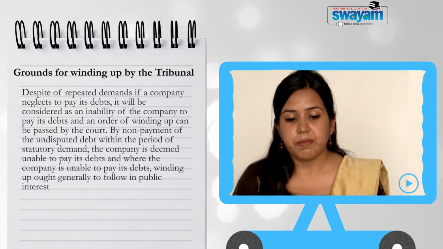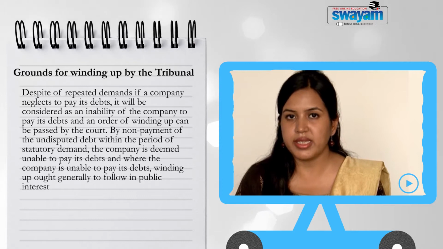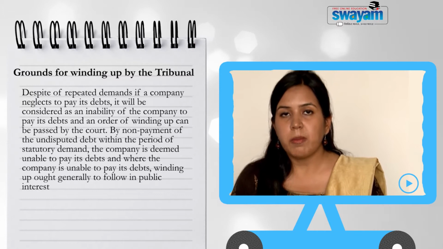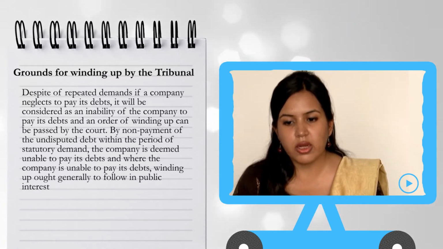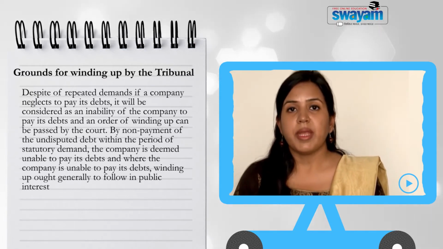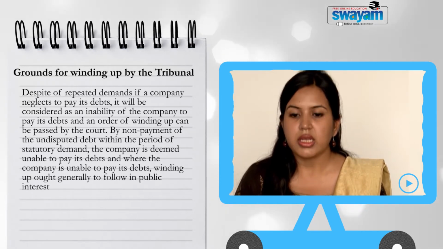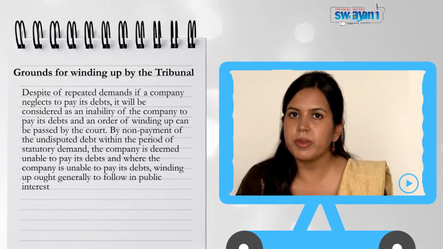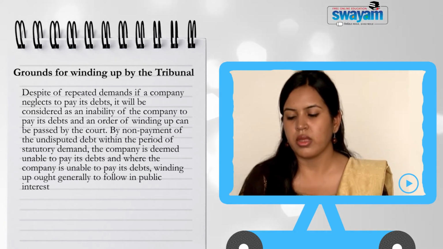Further, despite repeated demands, if a company neglects to pay its debt, here the word is company neglects to pay, it will be considered as an inability of the company to pay its debts and an order of winding up can be passed by the court. By non-payment of the undisputed debt within the period of statutory demand, the company is deemed unable to pay its debts, and where the company is unable to pay its debts, winding up ought generally to follow in public interest.